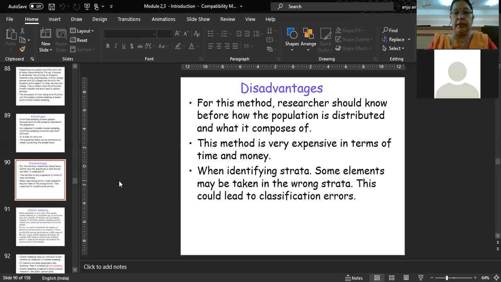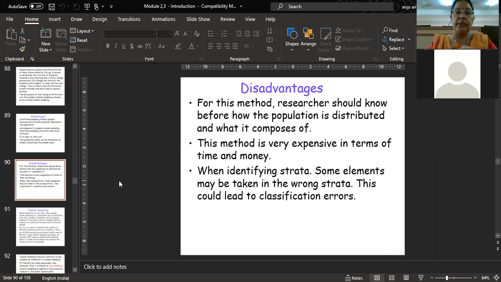Then what are the disadvantages? The disadvantage of this stratified random sampling technique is, first, the researcher should know everything about the population. How many variants are there in the population? That is how heterogeneous the population is, how much variety is there in the population, what is the size of the population. All this he should have complete knowledge of. So then only he can successfully do this stratified random sampling technique.